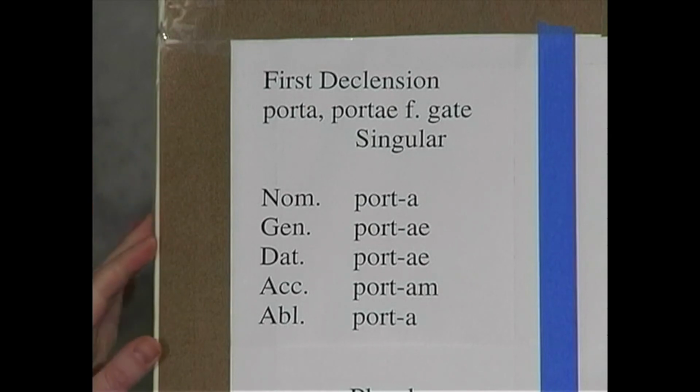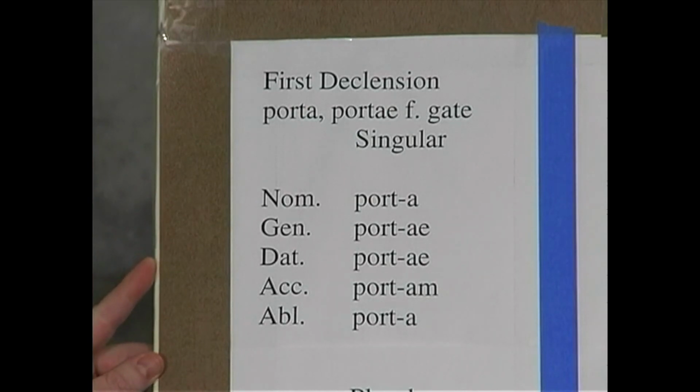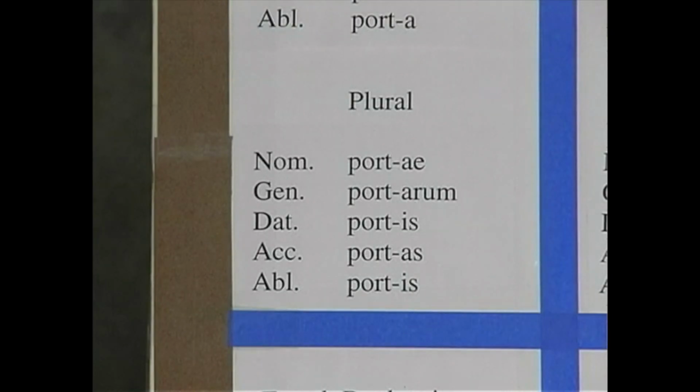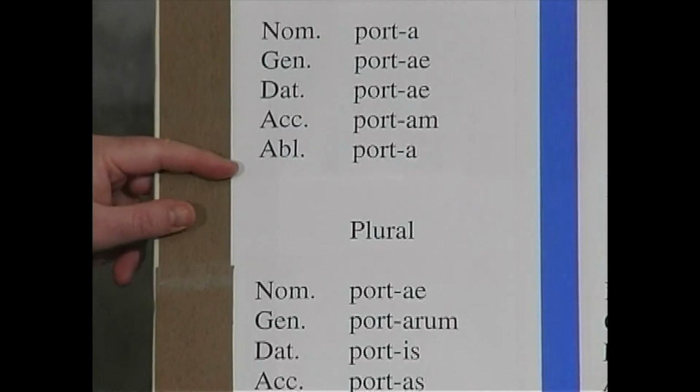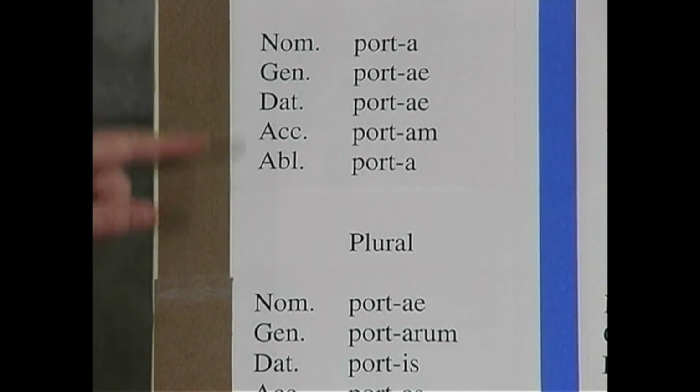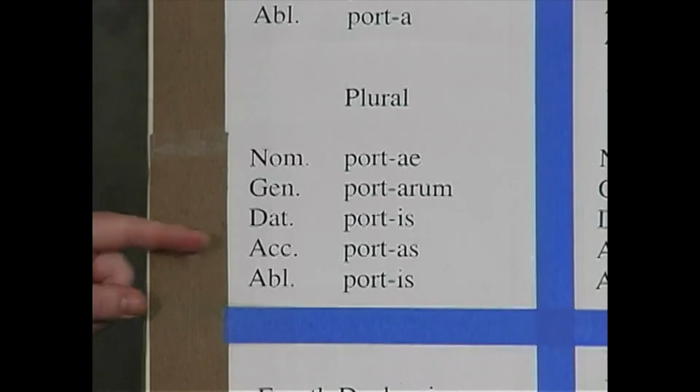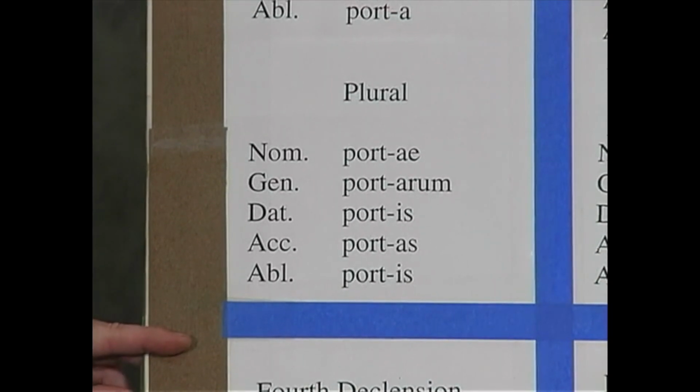The declension is formed as follows. Porta, portae, portae, portam, porta. Portae, portarum, portis, portas, portis. Nominative, genitive, dative, accusative, ablative, singular. And nominative, genitive, dative, accusative, ablative, plural.